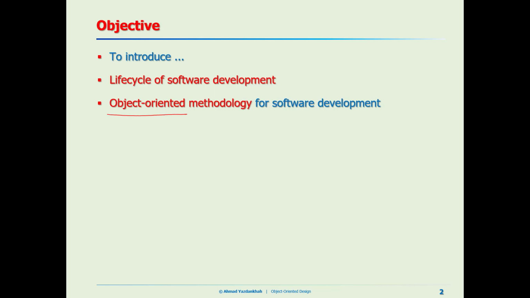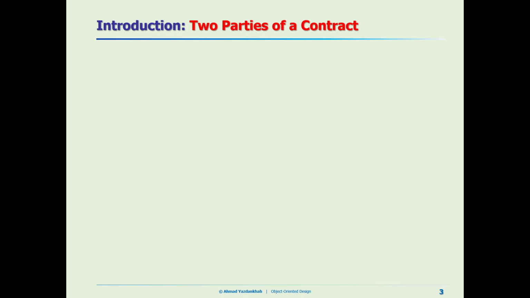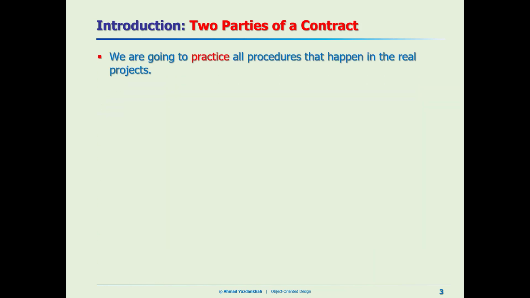Okay, so let's start from the very beginning. Every contract has two parties. So what does it mean? Since we want to practice whatever is happening in the real world, I am gonna simulate exactly the same thing in this class. So in the real world, every contract has two parties, right?